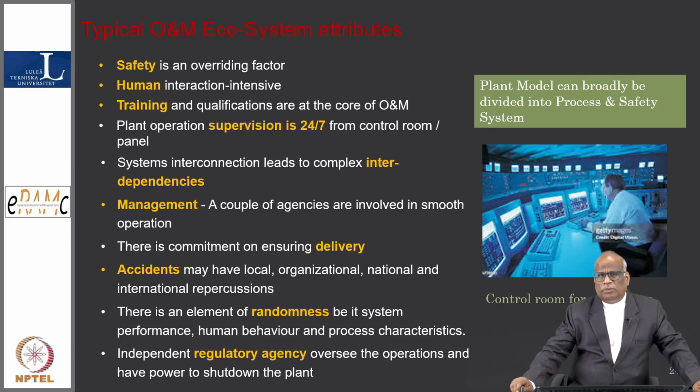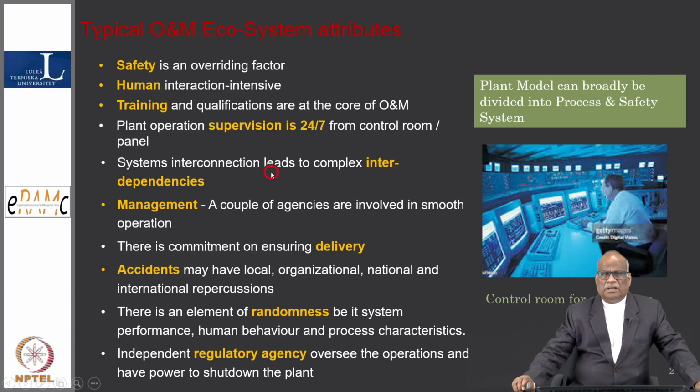Okay. And then human interaction. The operation ecosystem is human action intensive, because typically an operation system or complex system is characterized by all the parameters coming into the control room, and then there will be control panels at the back of it, and operators maneuvering the plant operation, shutdown, and so on. And the plant operates 24/7. If you take any of the complex system examples I had given, they operate 24/7.